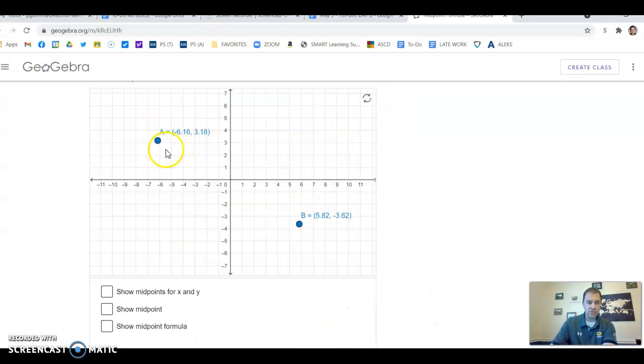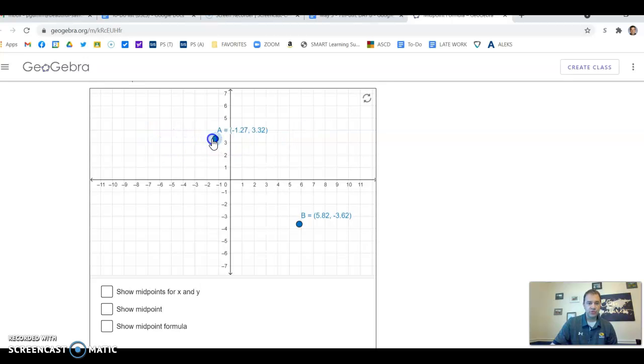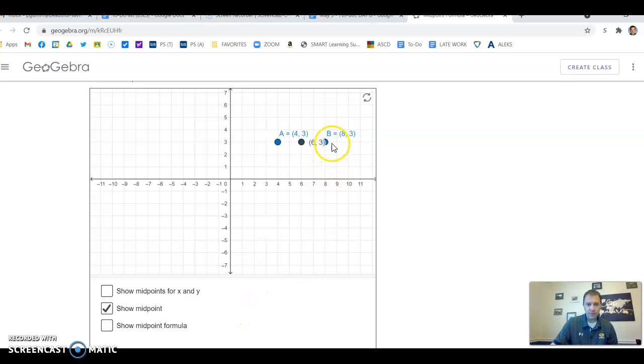When you click that link in GeoGebra, you come to this, and it allows you to take these points and drag them wherever you want. So here's point A, here's point B. So for example, if I put point B right there on 8.3, and move this over to 4.3, I can go down here and say show the midpoint, which we can tell is going to be at exactly 6.3, right? There it is. But now if I move B, it's going to move that midpoint along with it.